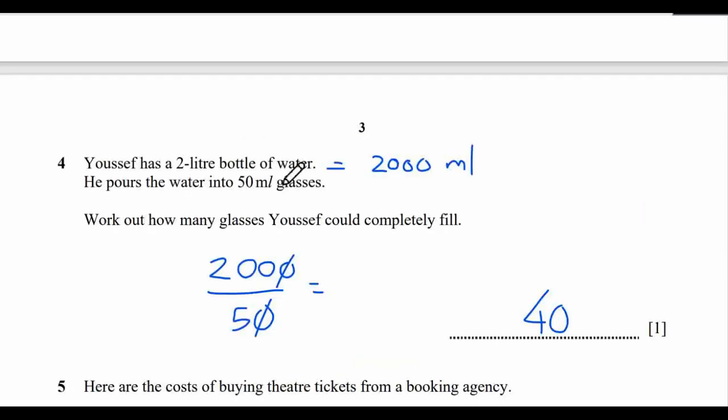So the answer is 40 glasses. How does it work? 2 liters is equal to 2000 milliliters. This we must remember: 1 liter is 1000 milliliters. He pours into glasses of 50 milliliters. So 2000 divided by 50, we cross out the 0, 200 divided by 5 is 40. Let's move on to question 5.